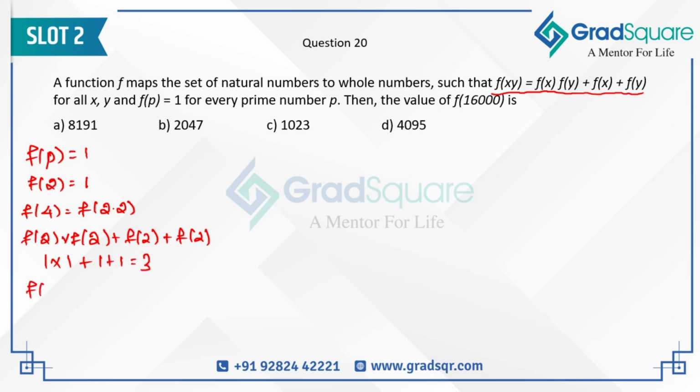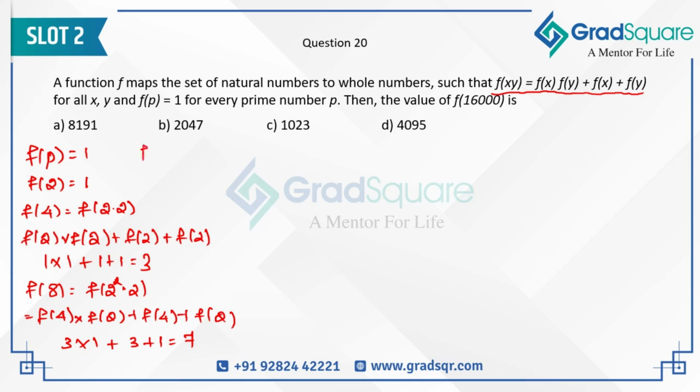If I have to calculate the value of f of 8, then this can be written as 2 square into 2, which is nothing but f of 4 into f of 2 plus f of 4 plus f of 2, and this will be 3 into 1 plus 3 plus 1, which is going to be 7. Now you are able to identify the pattern, right? See, f of 2 is equal to 1, which is nothing but 2 power 1 minus 1. Similarly, f of 4 is equal to 3, which is 2 square minus 1. F of 8, which is 2 cube, is equal to 7, which is nothing but 2 cube minus 1.